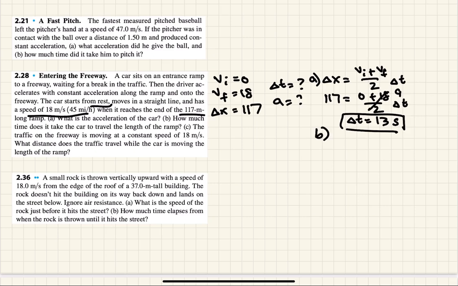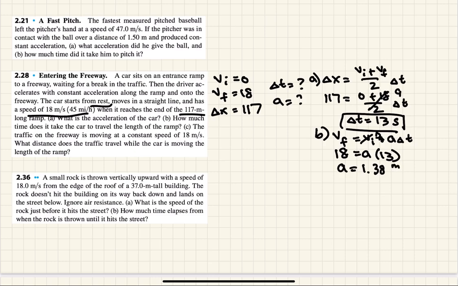Not so much for part B, because now you plug in values. You can do whatever you want. I'm going to do V final is equal to V initial plus A delta t. Again, like last time, we use this equation. We know V initial is 0, so that's nice. V final is 18. Acceleration is what we want to know, and time is 13. So it's 18 over 13. Like I said, not a very nice number, but if you calculate, it's going to be 1.38 meters per second squared. And so that's going to be your value for acceleration.